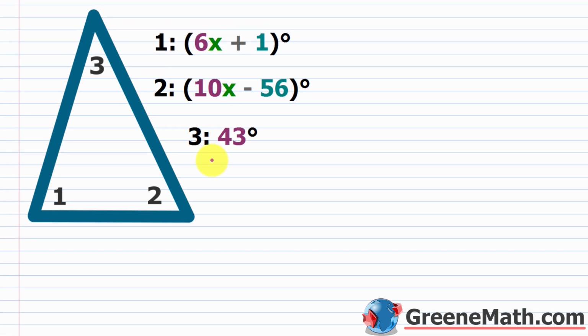So for angle 1, if I plug in a 12 there, 6 times 12 is 72. 72 plus 1 is 73. So the measure of angle 1 is 73 degrees. Okay, and you can put it here as well. This is 73 degrees. For the measure of angle 2, it's going to be 10 times 12, which is 120, minus 56, which is going to be 64. Okay, so this will be 64 degrees. And I'll write that in here. This is 64 degrees. We're already given the fact that this is 43 degrees. And again, if you sum these amounts, you're going to get 180 degrees.